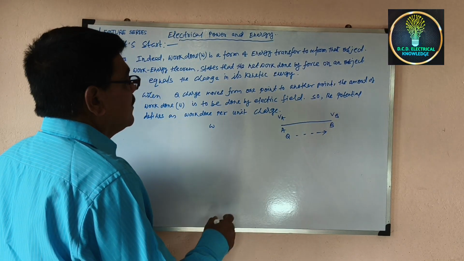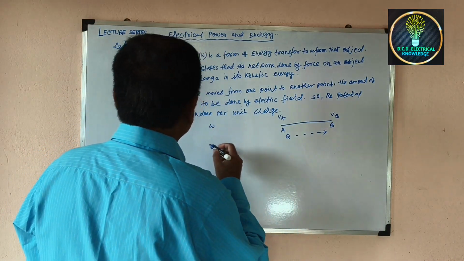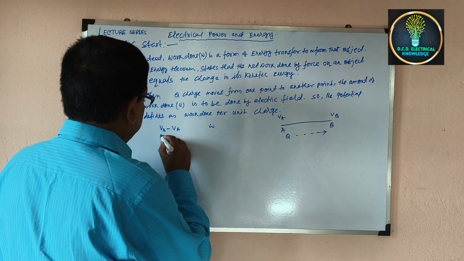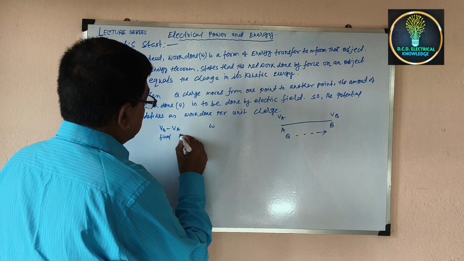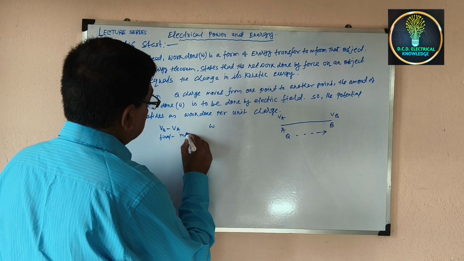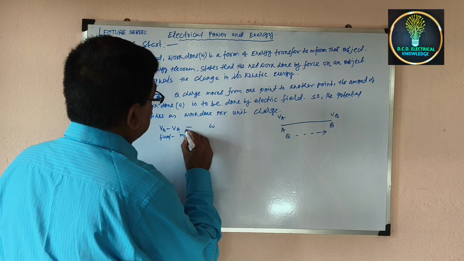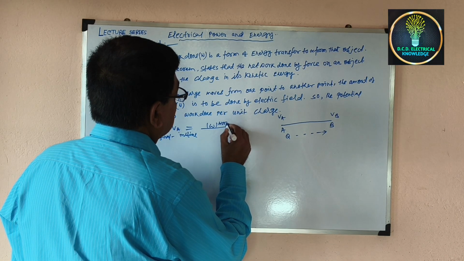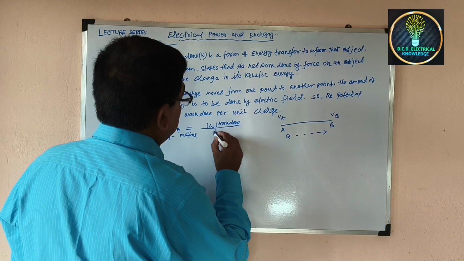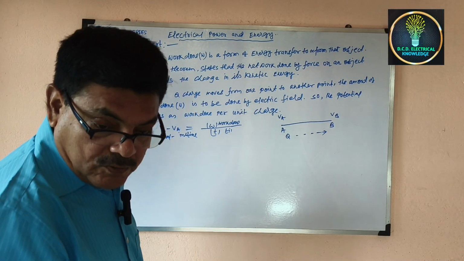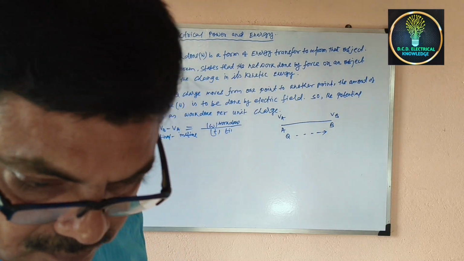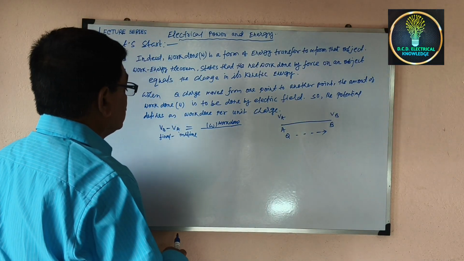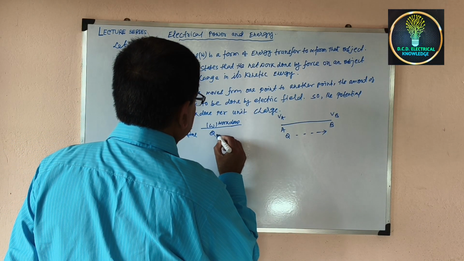Then the potential difference VB minus VA, that is final minus initial, is equal to work done W by unit charge Q.